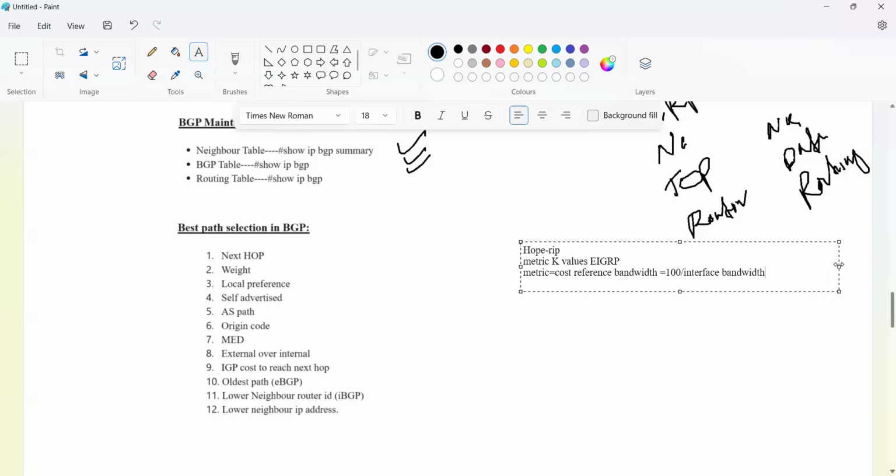Now move to BGP. BGP will use next hop, weight, local preference, self-advertised, AS path, origin code, MED, external over internal, IGP, oldest path, and lowest neighbor. This is path manipulation. It will be checked one by one. Likewise, hop count is checked for RIP. This is OSPF: the reference bandwidth of 100 divided by the interface bandwidth.